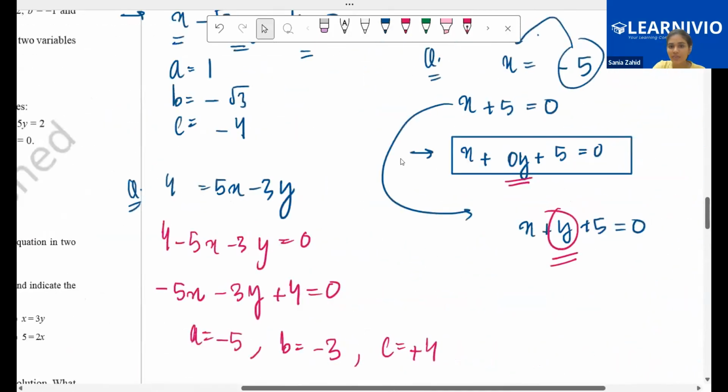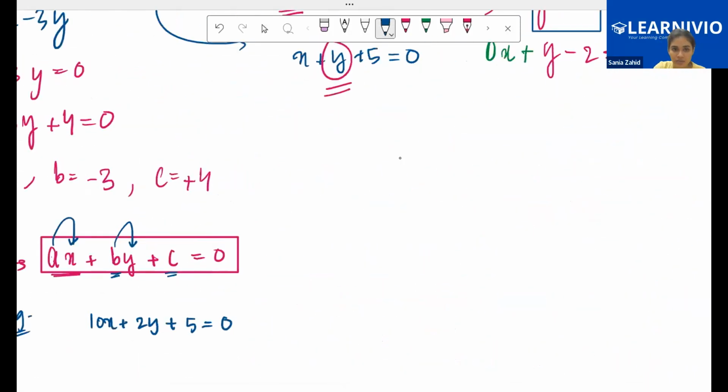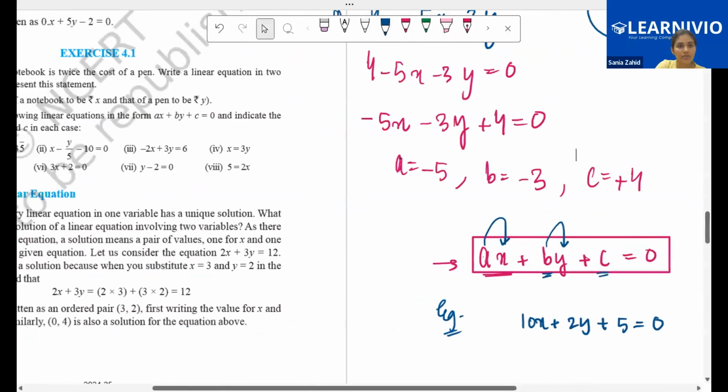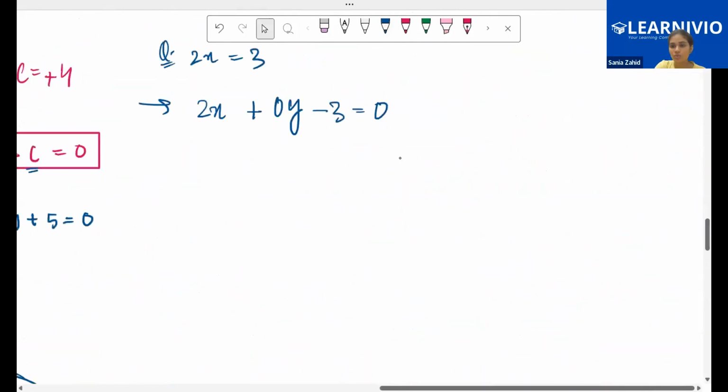2x is equal to 3 and 5y is equal to 2. So I have 2x is equal to 3. Hafsa, tell me for this one, write it in two variables. x plus 0y plus 3 is equal to 0. Plus 3 or minus 3? Minus 3. Yeah, very good.